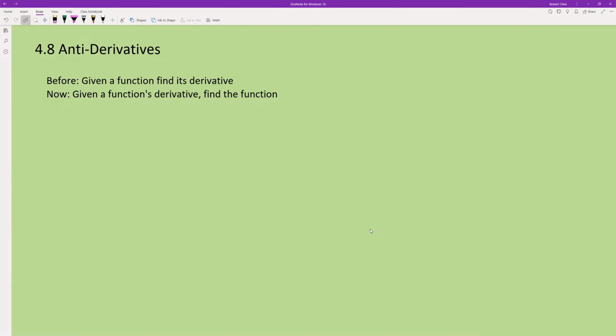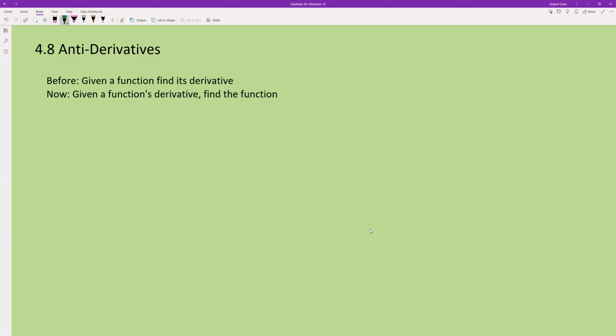Hello guys, this is 4.8 anti-derivatives. Before, we were looking for derivatives: we were given a function and then found its derivative using differentiation rules. Now we're going to do the reverse. We're going to go in the opposite direction.